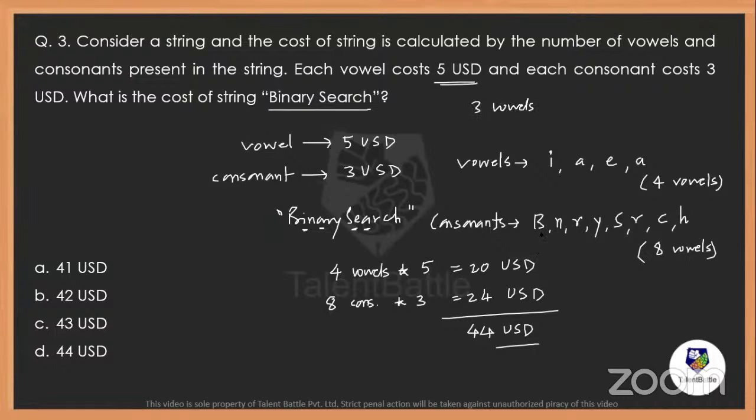So in that case, it will be 3 vowels. And if I consider the consonants also, avoiding the repetitions of R here, right? So that will become 7 consonants. So 3 multiplied by $5 and 7 multiplied by 3, right? So this is 15 and this is 21. So that will be 36. But this option is not present.